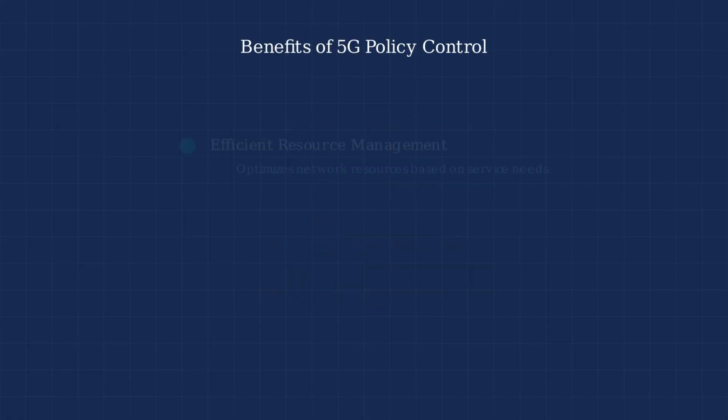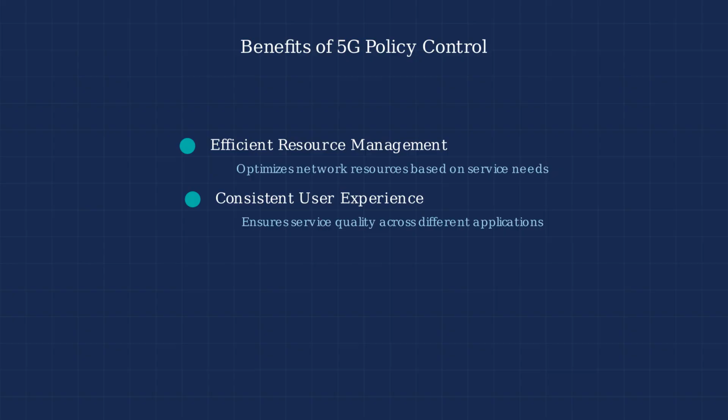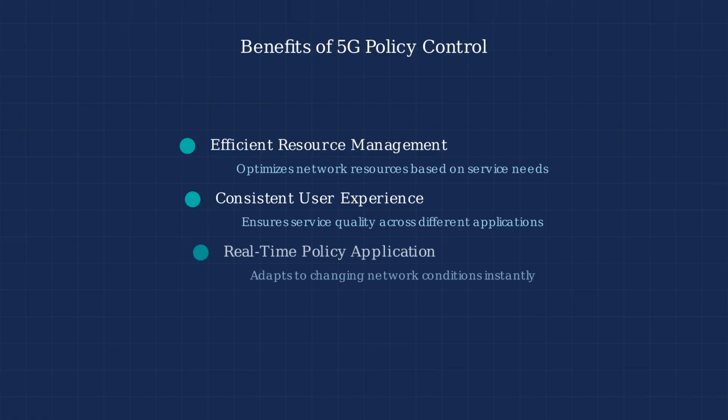5G policy control delivers several key benefits for both networks and users. First, it enables efficient resource management by optimizing how network resources are allocated. Second, it ensures a consistent user experience by maintaining service quality across different applications and network conditions. Finally, real-time policy application allows the network to adapt instantly to changing conditions and requirements. In the following sections, we'll explore each component of the 5G policy control call flow in greater detail.